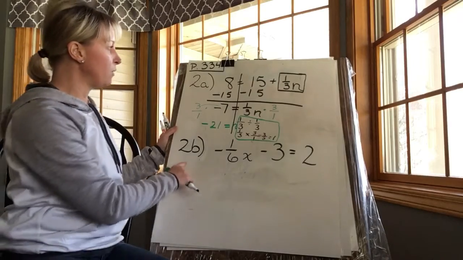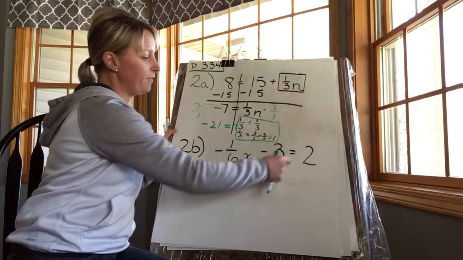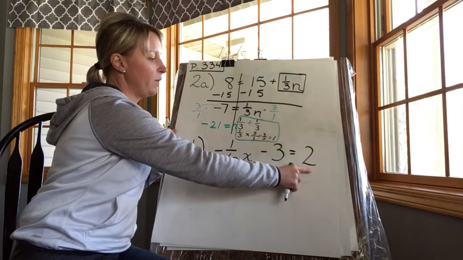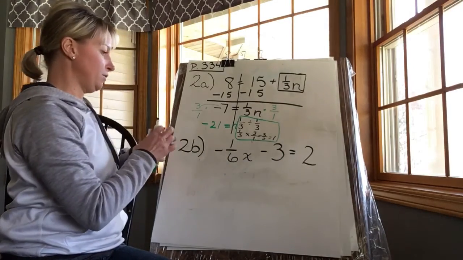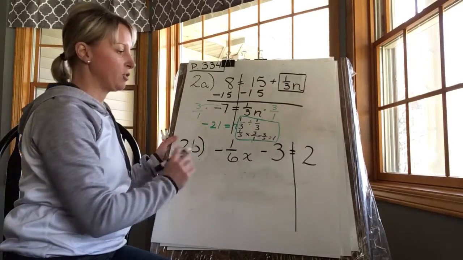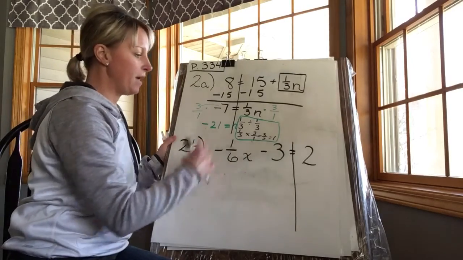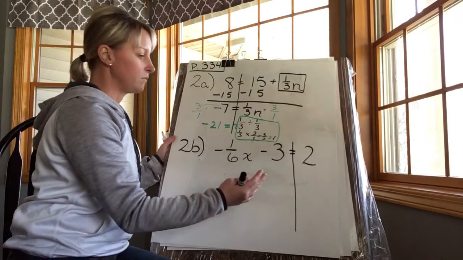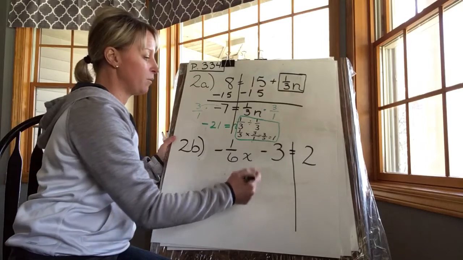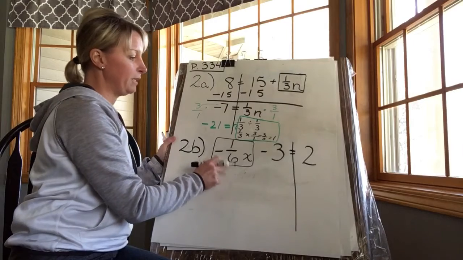We'll do the same thing with 2b, but notice here, our variable is on the left of the equal sign and our whole numbers are all the way over to the right. We're going to draw our line. Make sure you draw that line so you know when you're going across that equal sign, you're doing that magical way to get rid of the numbers. So our variable, we're going to put a box around. We're going to leave it here.